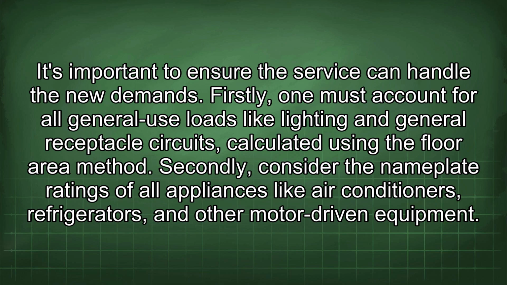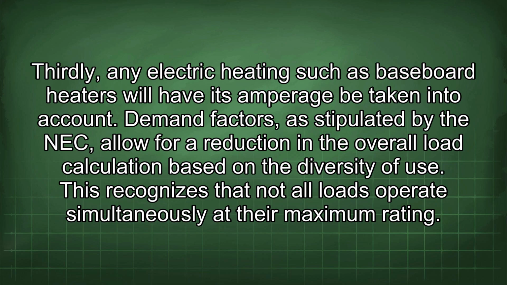Firstly, one must account for all general use loads like lighting and general receptacle circuits, calculated using the floor area method. Secondly, consider the nameplate ratings of all appliances like air conditioners, refrigerators, and other motor-driven equipment. Thirdly, any electric heating such as baseboard heaters will have its amperage taken into account.